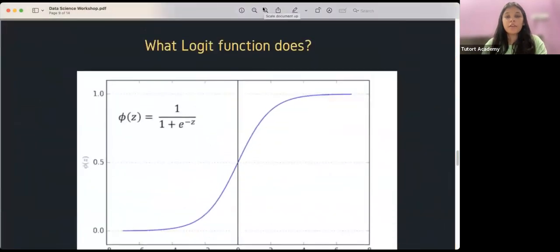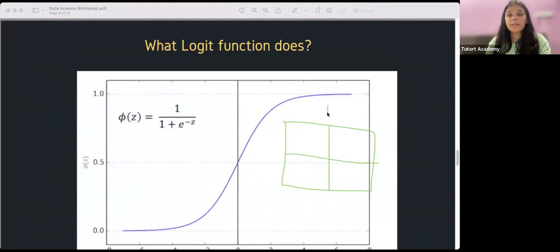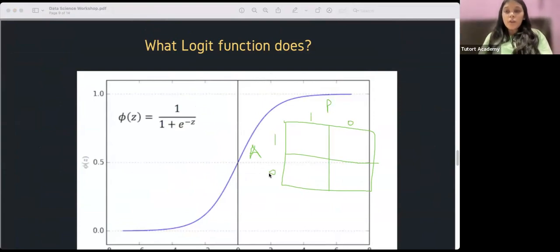Okay, let's say someone gives you a matrix like this. Let's say your interviewer gives you a matrix like this and says that this is my predicted class P and this is my actual class A. This is 1, this is 0, this is 1, this is 0. So how do you know which is your true positive and true negative?